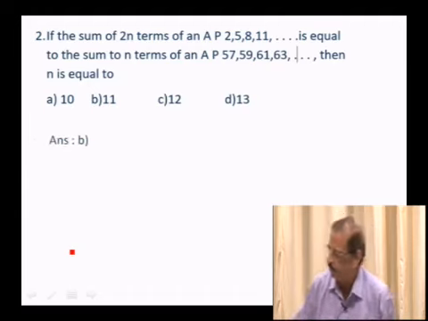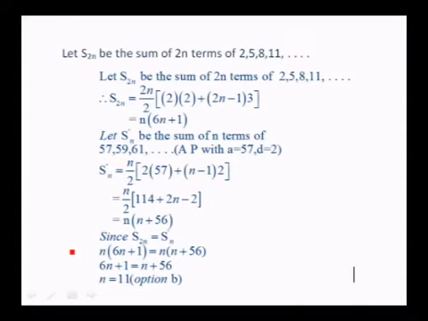Here, take S2n. In the Sn formula, put n equal to 2n. S2n is 2n by 2 into 2a, that is 2 into 2 plus (2n minus 1) into 3, which equals n into (6n plus 1). Let Sn dash be the sum of n terms of 57, 59, 61 and so on. This is an AP with a equal to 57 and d equal to 2. Therefore, Sn dash is n by 2 into (2 into 57 plus (n minus 1) into 2), that is n by 2 into (114 plus 2n minus 2), or n into (n plus 56).